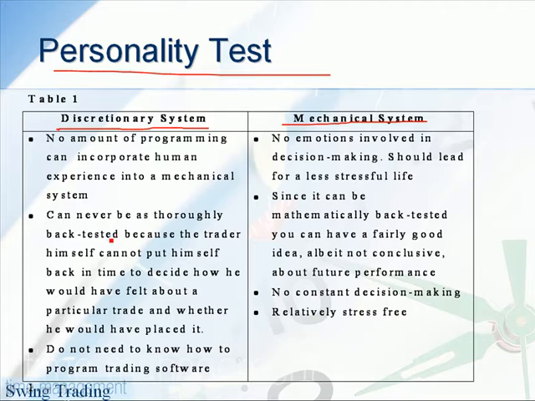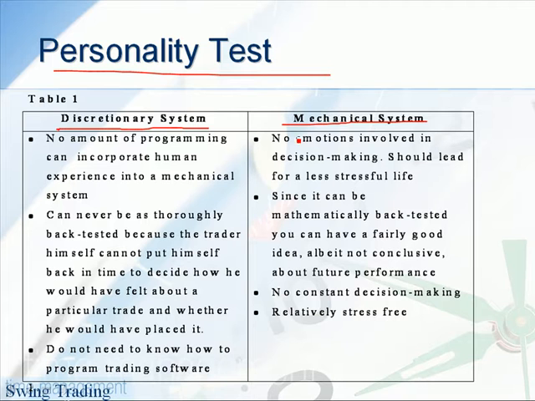However, you can never be as thoroughly back-tested because the trader himself cannot put himself back in time to decide how he would have felt about a particular trade and whether he would have placed it. That's one of the downsides of a discretionary system. You can't go back in history and test how you would have performed, because you can't really put yourself back in the position of what the news would have looked like, how you would have felt at that particular time. The other advantage, which I've already mentioned, is that you do not need to know how to program trading software.